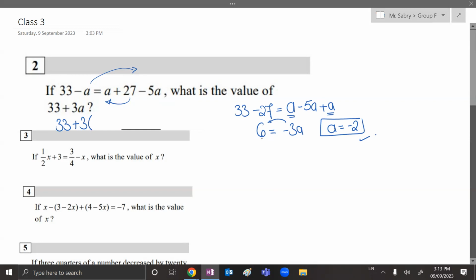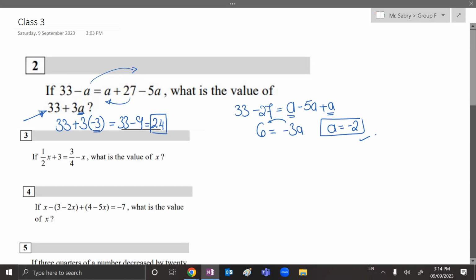Exactly. So the negative went to the other side as negative 3. Well, division only, sorry. Once we calculate this, it would be 33 minus 9, so it would become 24. That's the correct answer. Can you repeat how you got 33 plus 3A after negative 2? They need me to find 33 plus 3A. So I took the value of A and substituted it. Instead of the A, I opened the bracket and substituted the negative 3.